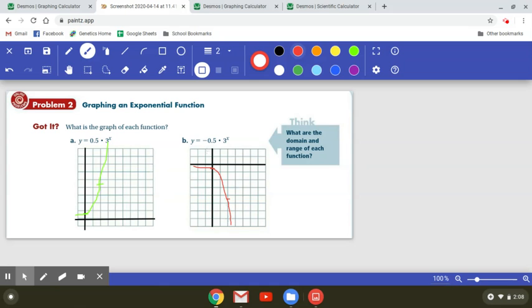So what did it teach us? Well, if the number in the front is negative, the curve is going to go down. If the number in the front is positive, the curve is going to go up.